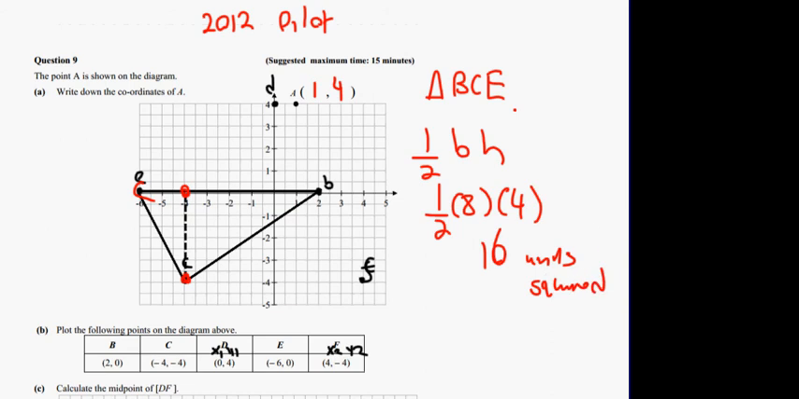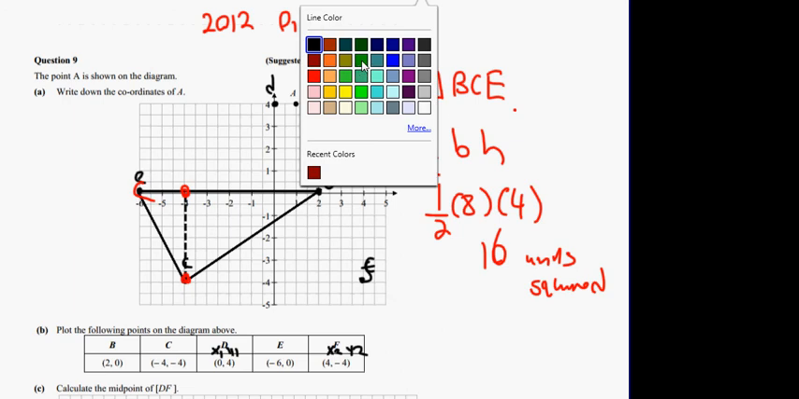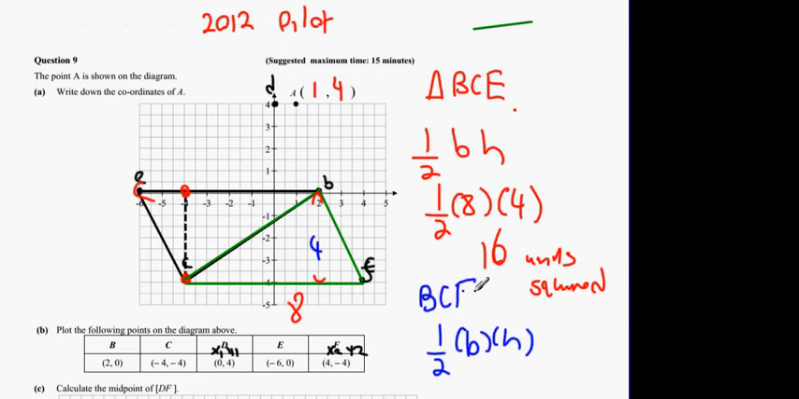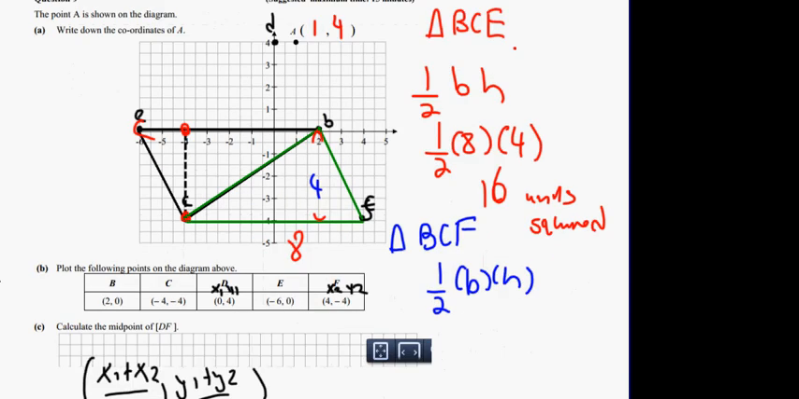Now the other one, which I'm going to put in green. Okay, what's the other triangle we need to get? Is it BCF? BCF. Now, what's the base of BCF? Anybody tell me? From minus 4 to plus 4 is 8. What's the height? Anybody? 4. A half base times height for BCF. And what do we get? 16 as well.